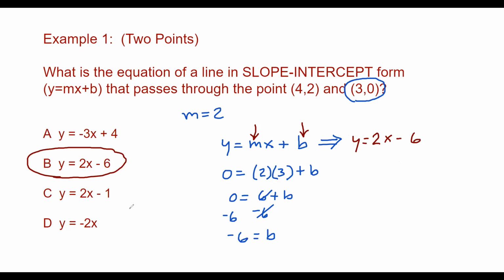Now, as I have suggested in other videos, you want to make sure you eliminate answers that don't make any sense. As soon as we realize that our slope was 2, notice that we can eliminate answer A because it has a slope of -3, -3x, and we can eliminate answer D, -2x. Those two answers have the wrong slope. So that can be very helpful.